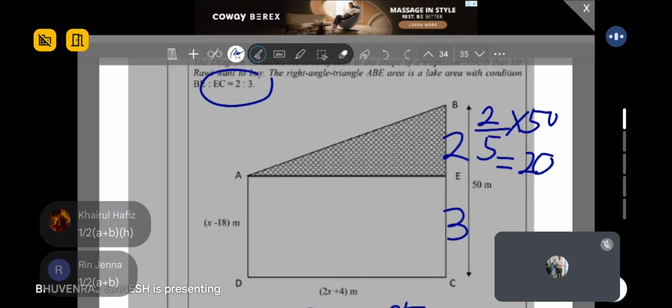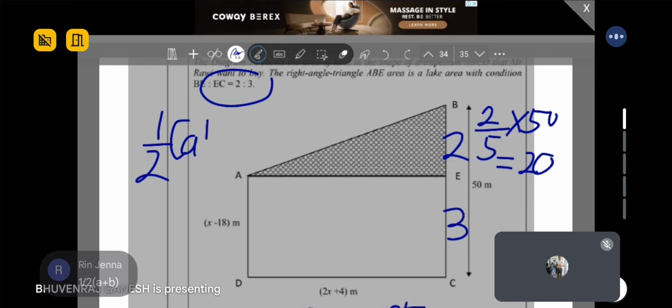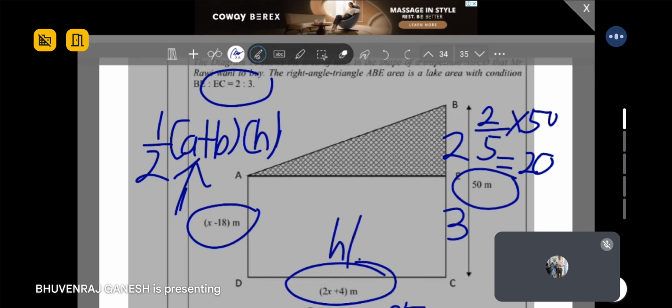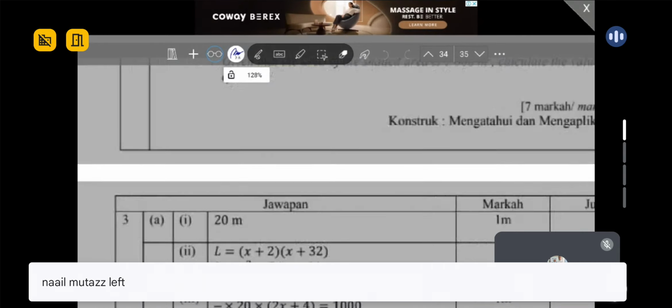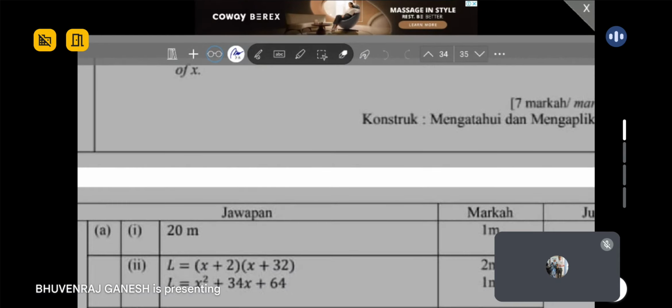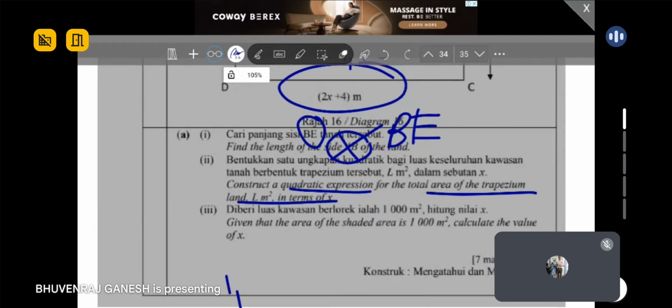Yes. Okay, half A plus B times H. Okay. So A plus B is your sum of two parallel sides. Okay, hasil tambah dua sisi selari. Okay, so this one plus this one. And then height, this is your height. Ini adalah tinggi kamu. Okay. So buat pengiraan saja. Just calculate the value. Okay, so you will get this one as your final answer. Ini jawapan akhir. Okay, very clear, right? Okay, next one. Lagi.